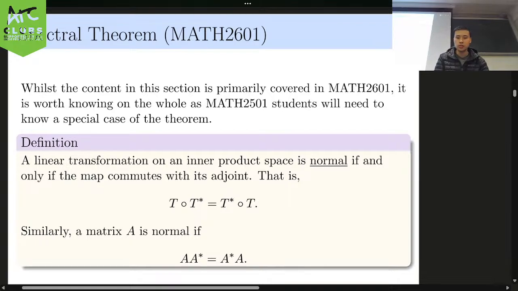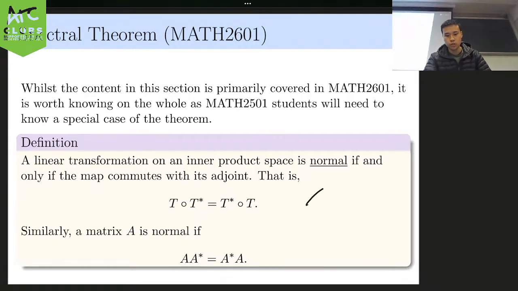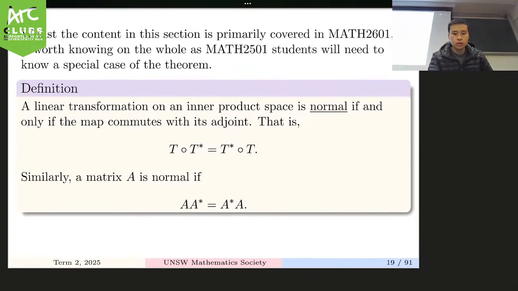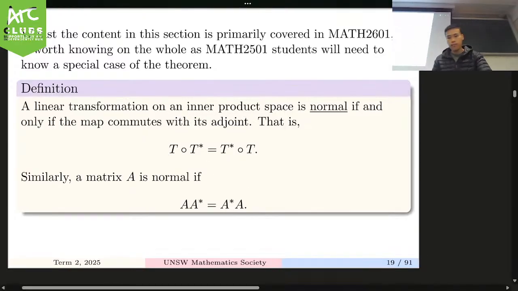So for a linear transformation, the definition is that it's normal if and only if the map commutes with its adjoint, where you basically just swap the order. Normally this isn't true for matrices, but if it just so happens to be true for a matrix with its adjoint, then it's called normal. Oh no, this is basically maps, but it's the same thing. Again, just swap the order.